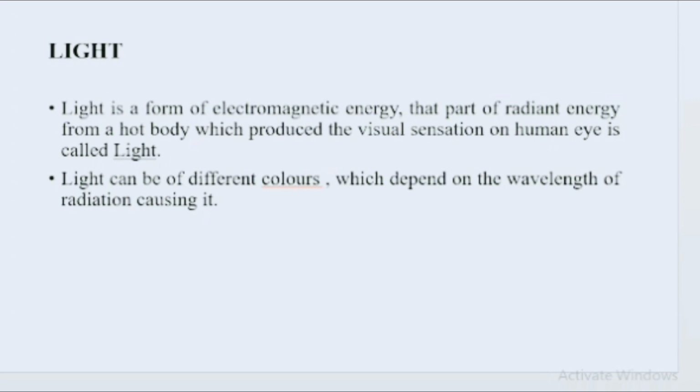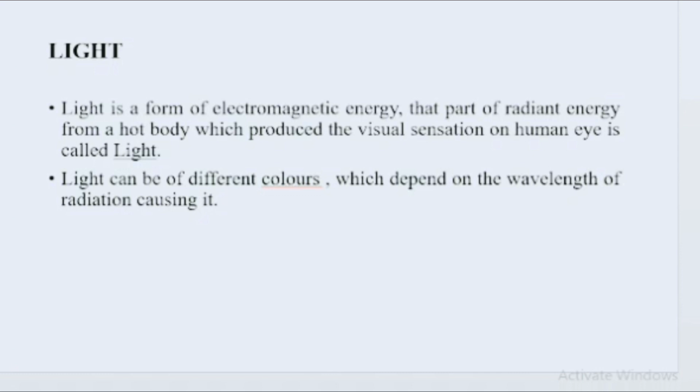What is light? Light is a form of electromagnetic energy. It is a part of the radiant energy from a hot body which produces a visual sensation on the human eye. Whatever we are going to see is called light. We can see it, observe it, sense it. Light can be of different colors. We have VIBGYOR, which is nothing but the different colors of light we experience.